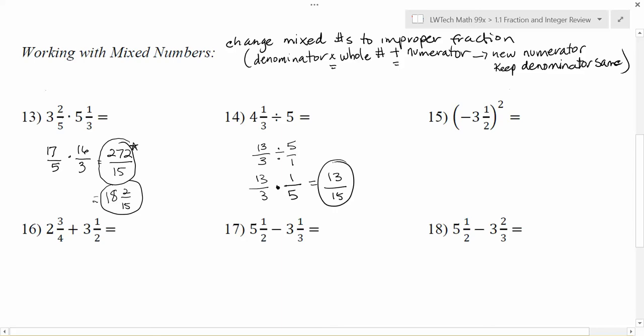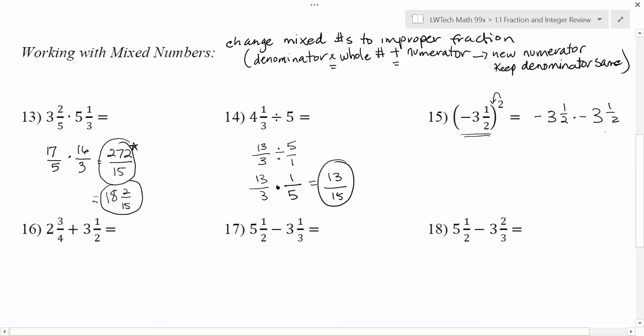All right, problem 15. This one we have an exponent, so we need to just remember what that means. That means we're going to take this negative 3.5 and multiply it by itself. So this means the same thing as negative 3.5 times negative 3.5. Remember when we look at the squared, because the parentheses is in front of it, everything inside that parentheses has to get squared, including the negative. So that's why I wrote it out this way in that problem.